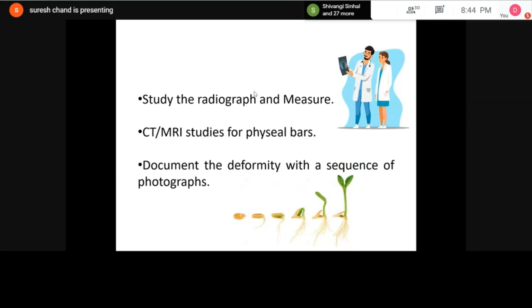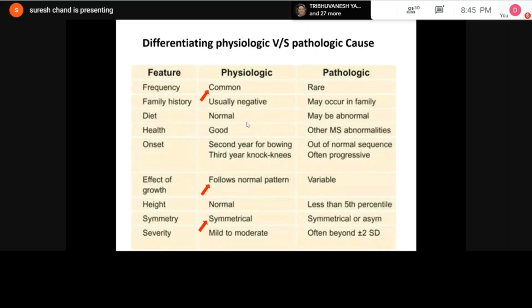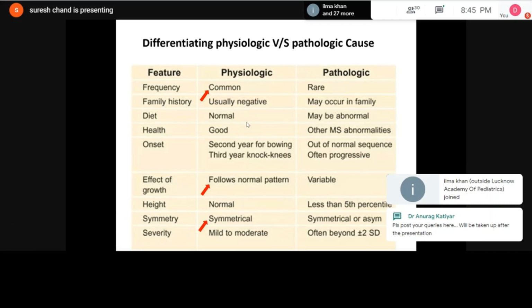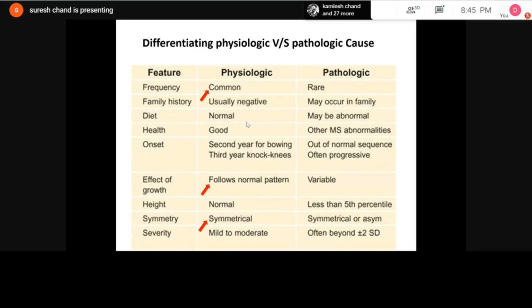They are required in cases of pathological causes such as infections or physeal bar formation. Always document the deformity. Is it increasing? Is it static, or is there any change from previous values? Lab tests are generally not required, only for underlying causes. A common differentiating feature between physiological and pathological causes is that the physiological pattern shows a normal change from varum to valgum at a particular age range. These are generally symmetrical, very mild to moderate deformities, and not associated with any underlying bony or systemic disorders or any other issues.